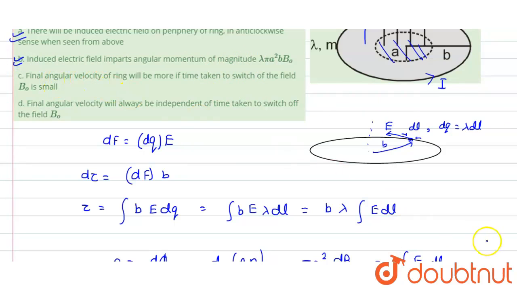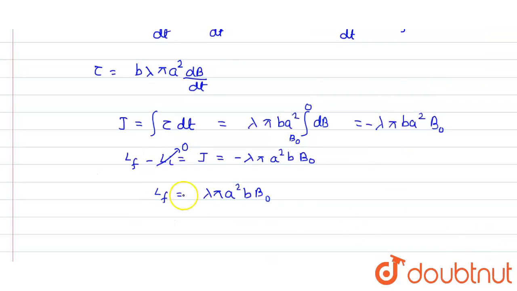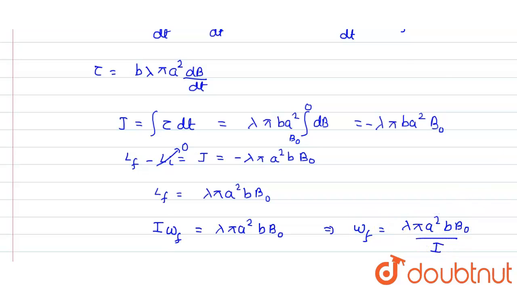Now the final angular velocity we need to find. We know that the angular impulse would be equal to I into ω, so I into ωf. So it would be λπa²B₀. From here the final angular velocity would be λπa²B₀ divided by I. Now this is independent of time.